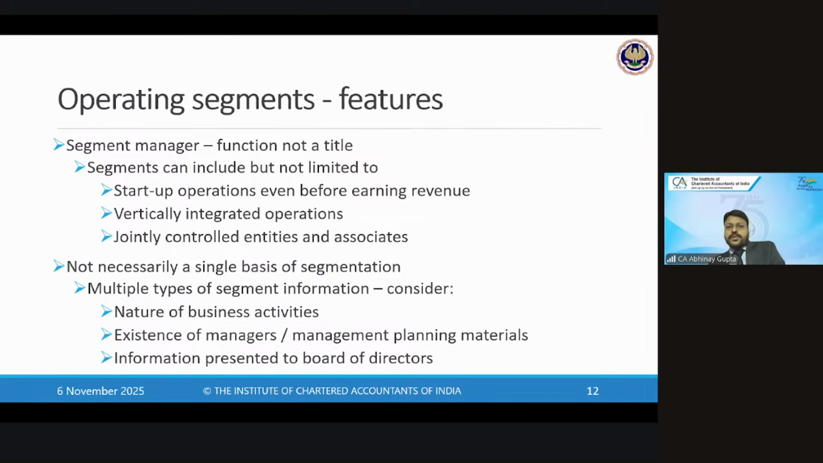What are the operating segment features? An operating segment could be managed by a person who will be regarded as the segment manager, right? Yes or no?